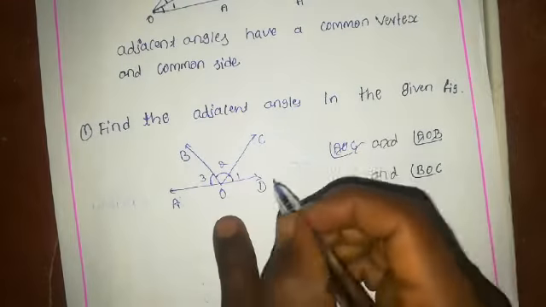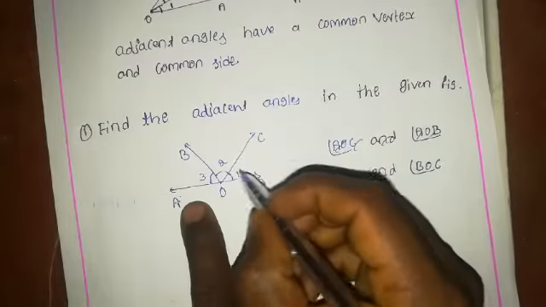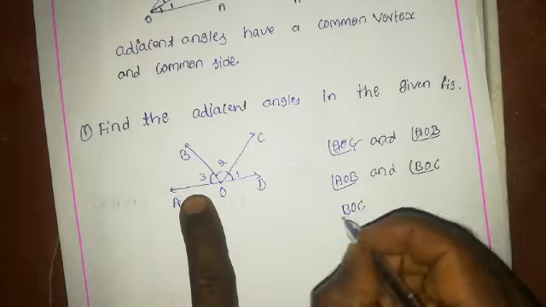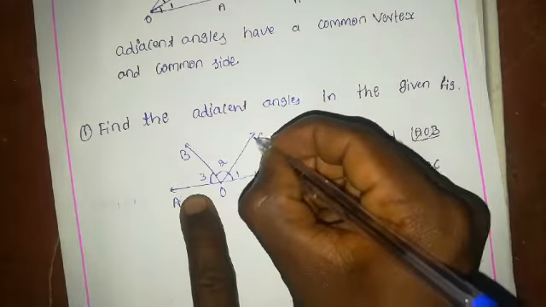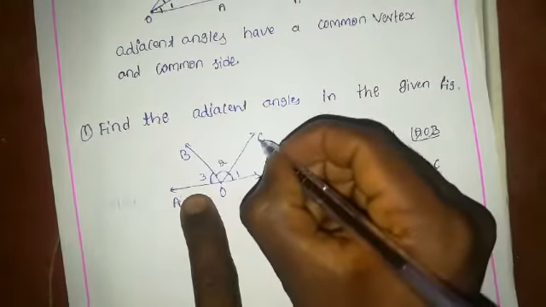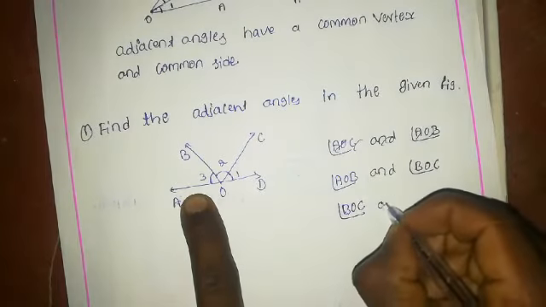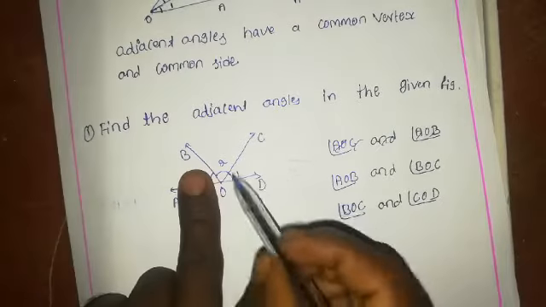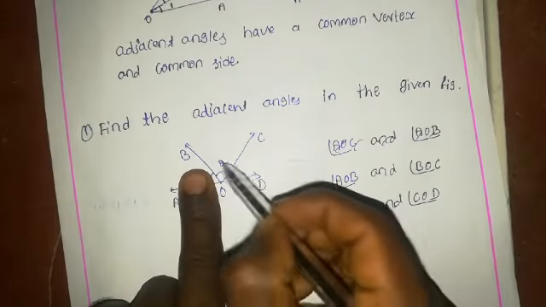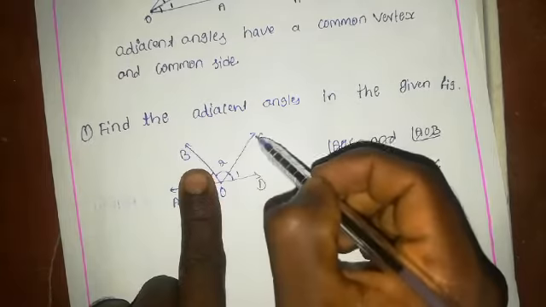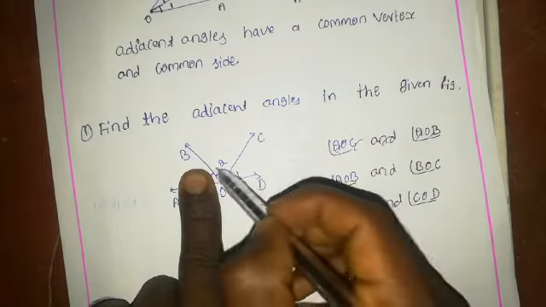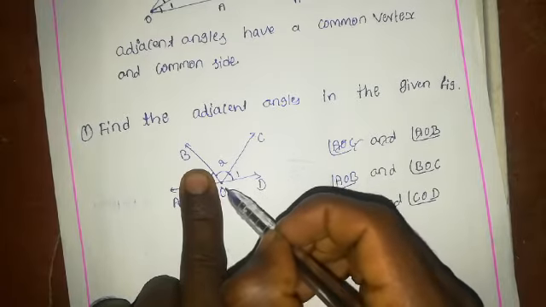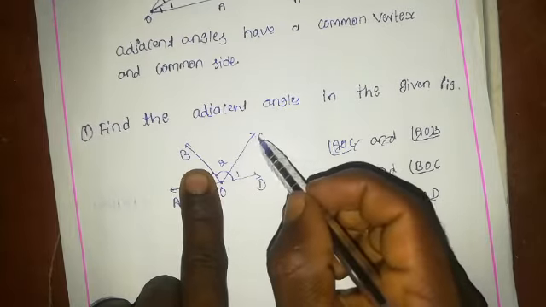And then which are the other adjacent angles? We consider angle BOC, angle 2, and angle COD. Here consider angle 1 and angle 2. BOC and COD are both adjacent angles because O is the common vertex for both the angles and here OC is the common side.